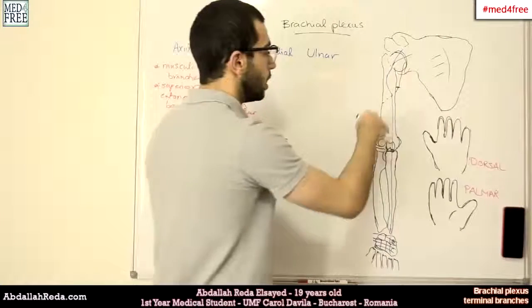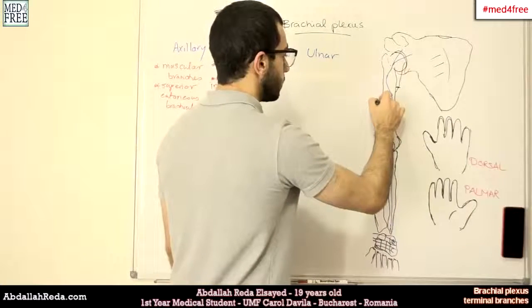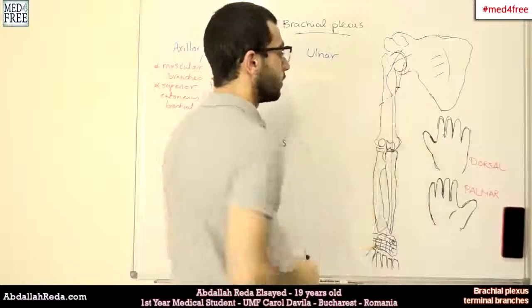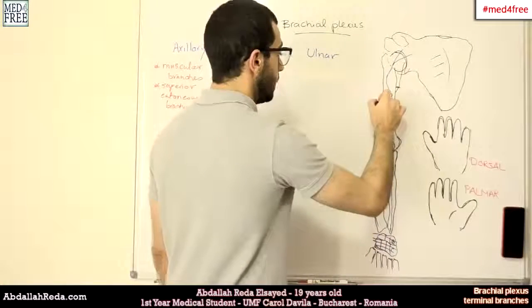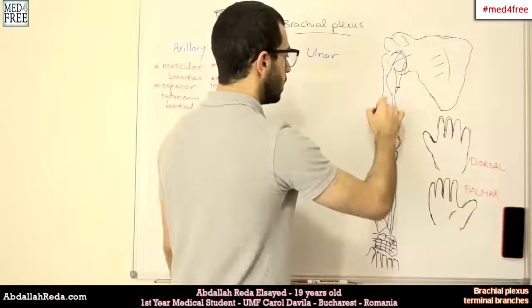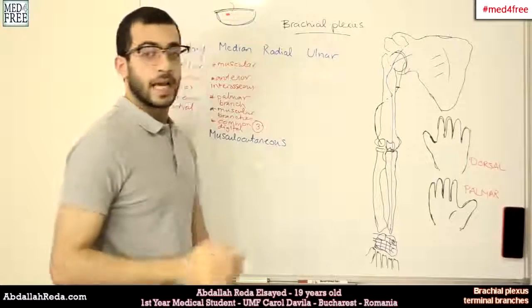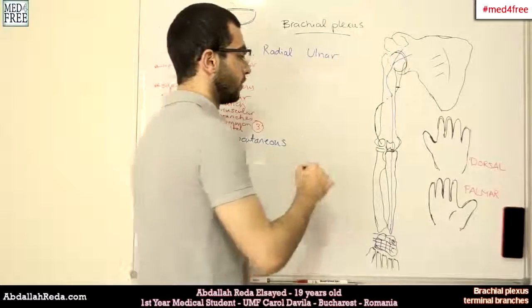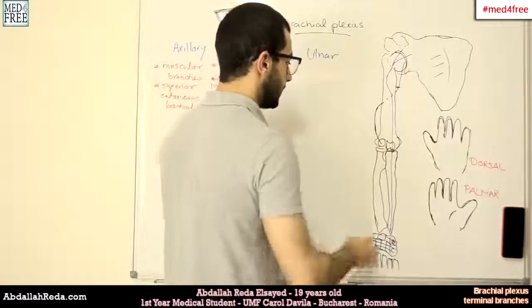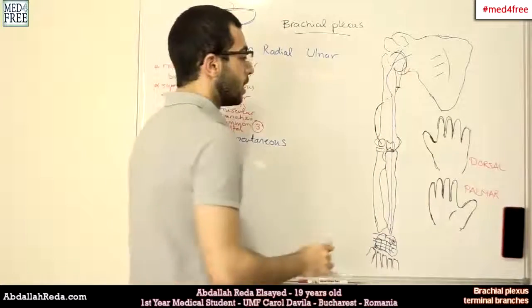and then it perforates the lateral intermuscular septum, and it becomes anterior again, and it goes all the way like this till it reaches the lateral bicipital groove, and then it gives two branches.